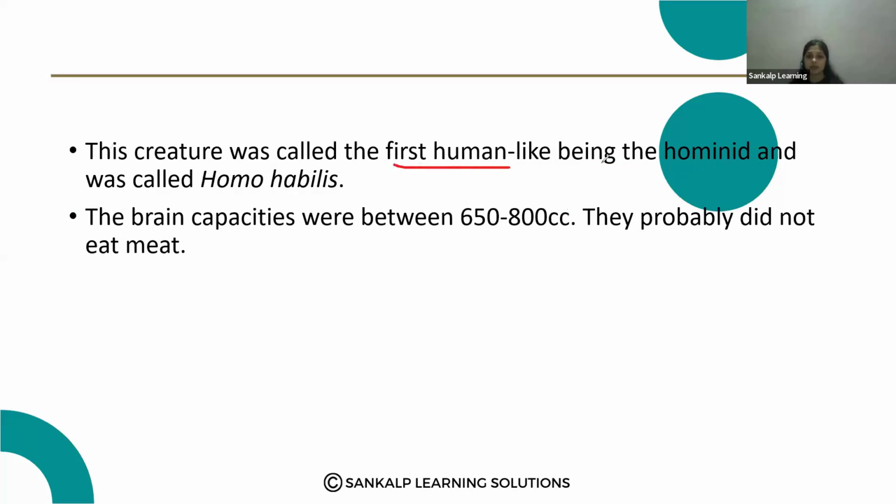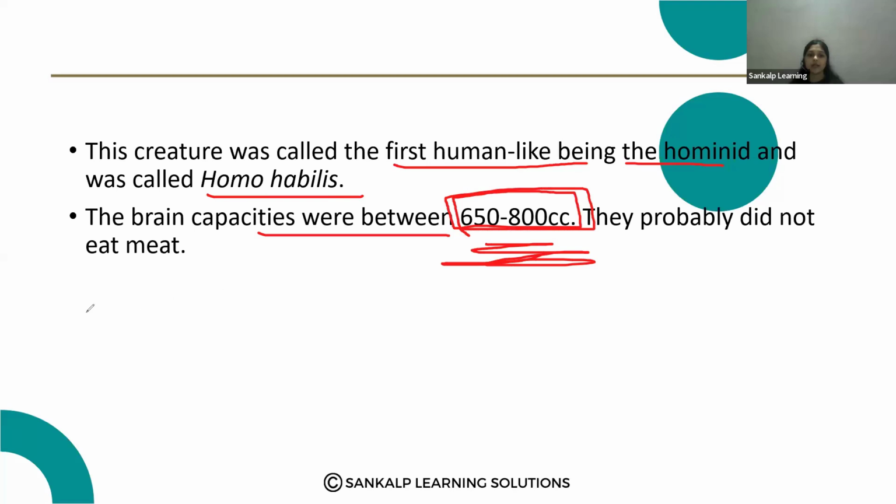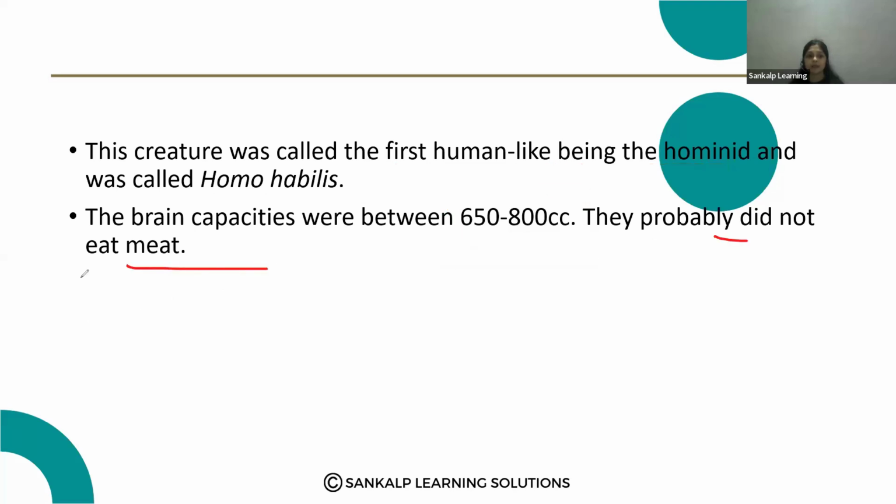So the first human-like being is called Homo habilis, and its brain capacity was between 650 and 800 cc, and they probably did not eat meat. So these are the characteristics.